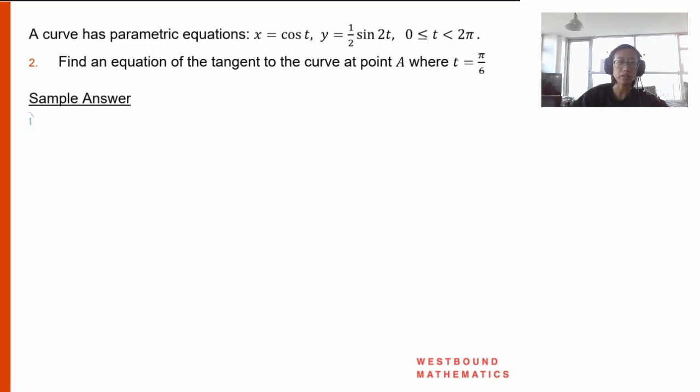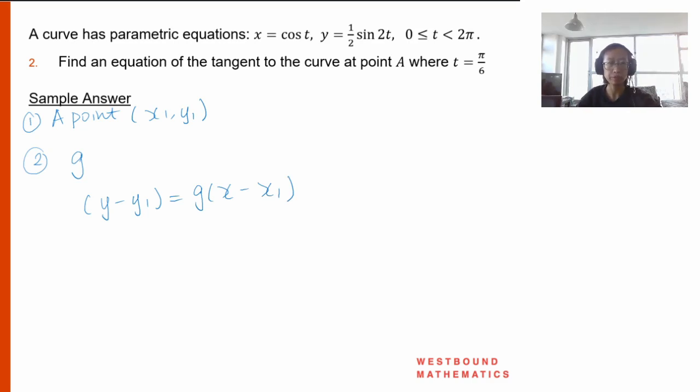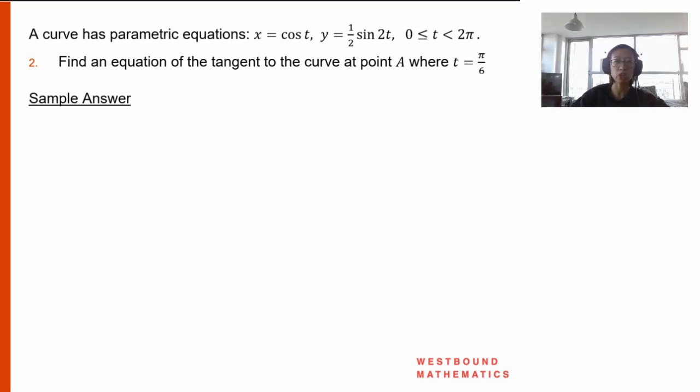The first thing is that we need a point on this line. We need to know the coordinates of the point on this line. And the second thing we need is the gradient of the line. Once you have these two things, you can work out the equation of the line, y minus y1 is simply equal to m times x minus x1. Right. So bearing that in mind, let's have a look at those two things we need in order to solve this question. It says, find the equation of the tangent to the curve at the point A.